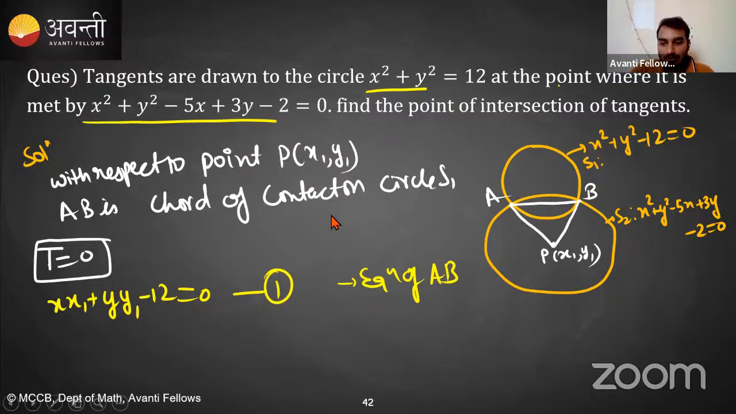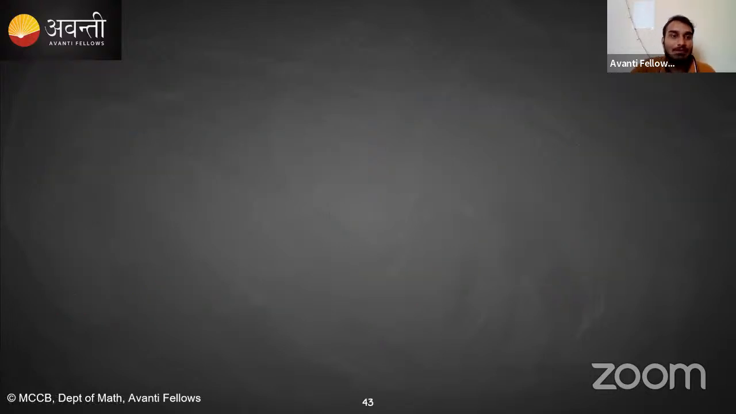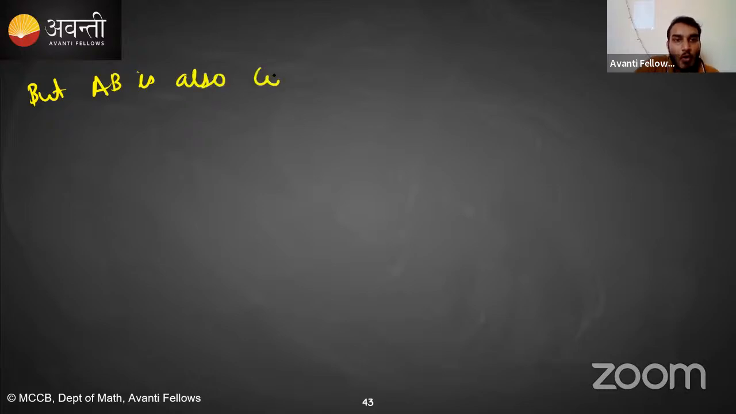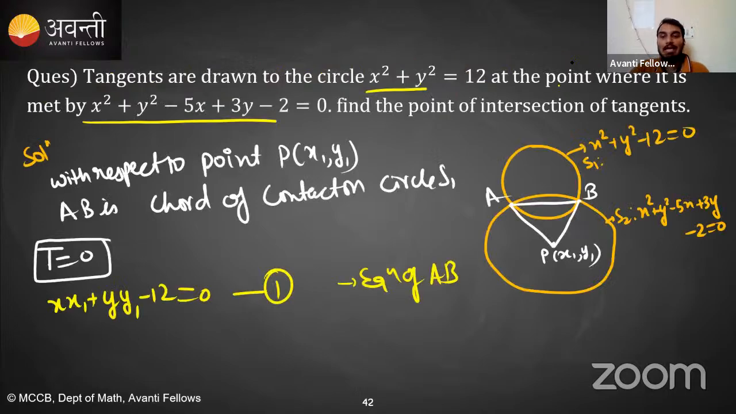But these two circles are intersecting. AB is also a common chord. Yes or no? Do you remember something? AB is also a common chord of S1 equal to 0 and S2 equal to 0. For the circles S1 and S2, AB also works as a common chord. And you have just read the property of the radical axis: if two circles are intersecting, then the common chord is the radical axis. Radical axis is a common chord. Is this clear?